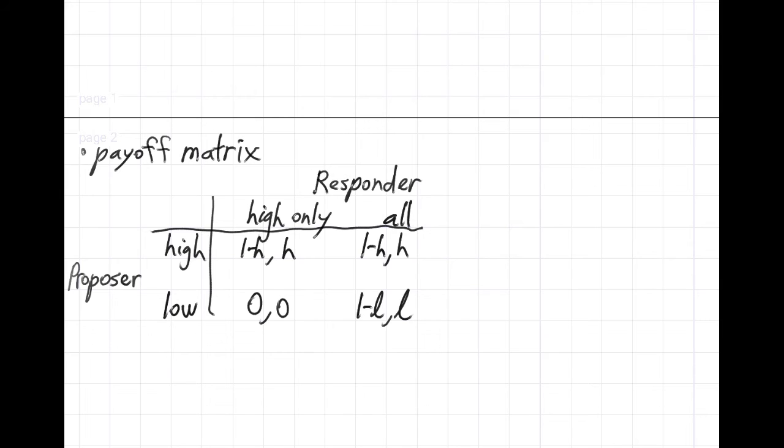So let's draw our preference arrows and figure out where the important outcomes are using our classical or economic solution concepts. The proposer would prefer 1 minus H over 0, but would like 1 minus L even more than that. The responder is indifferent between the two options in the top row, but in the bottom row would prefer L over nothing. So from that we see that the bottom right is a strict Nash equilibrium. We also see that the top left is a weak Nash equilibrium.